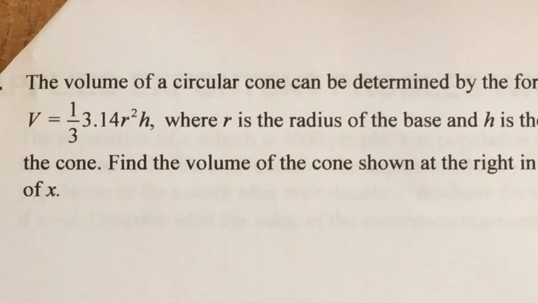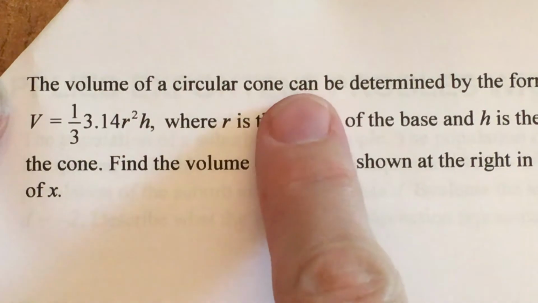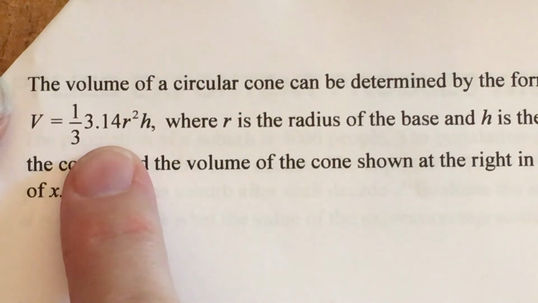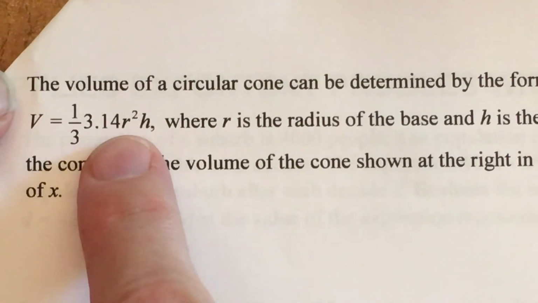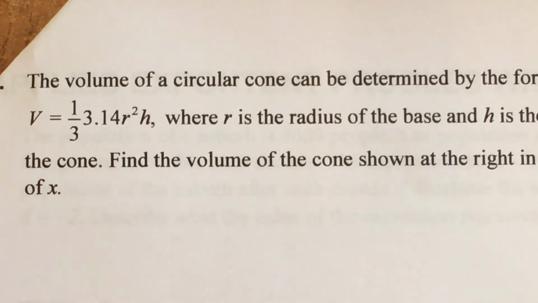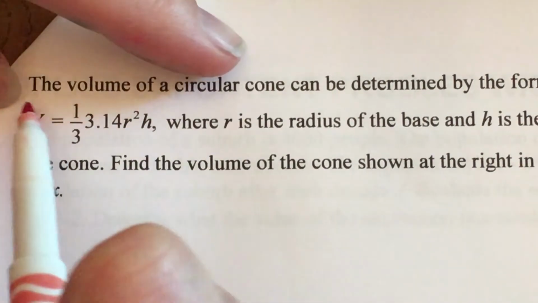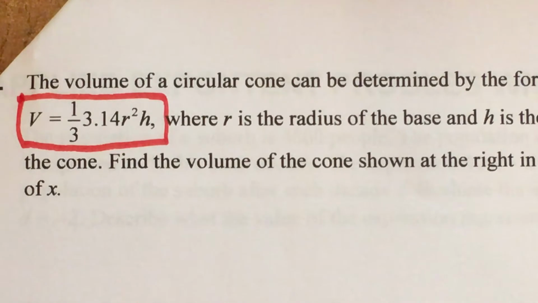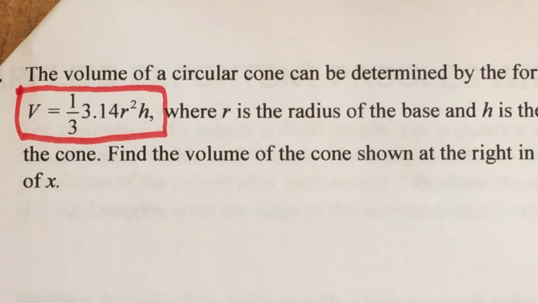Let's do number 7 together. The volume of a circular cone can be determined from this formula: 1/3 times pi, 3.14, times the radius squared times the height. All right. Hey, I know. Let's box that because I'm thinking it's going to be super helpful. Where r is the radius of the base and h is the height of the cone. So we need to find the volume of the cone shown at the right.